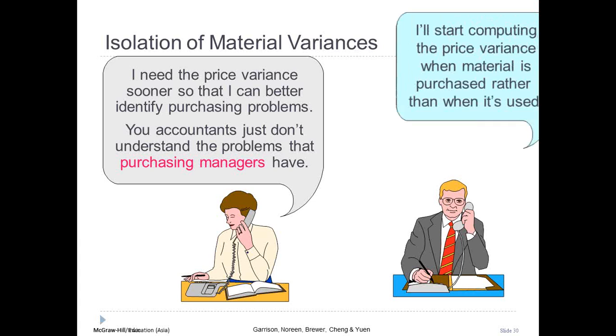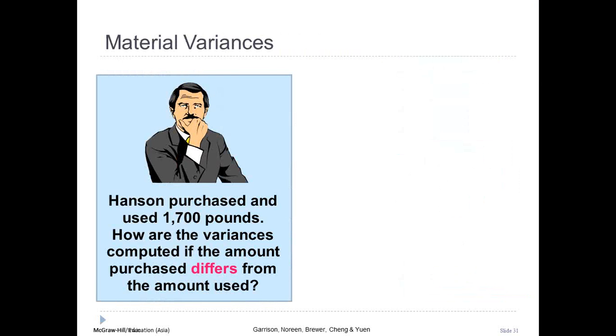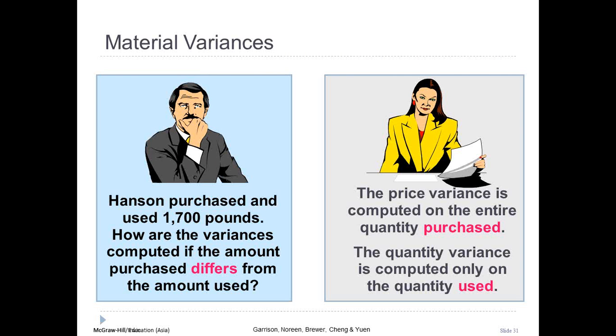Most companies compute the materials price variance when materials are purchased. They calculate the materials quantity variance after materials are used in production. The materials price variance is computed using the entire amount of material purchased during the period. The materials quantity variance is computed using only the portion of materials that was used in production during the period.